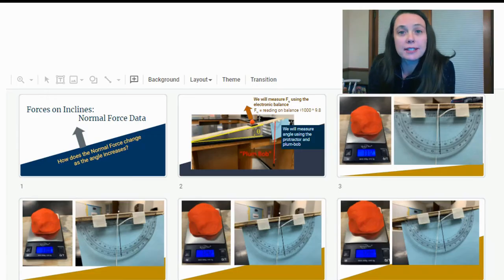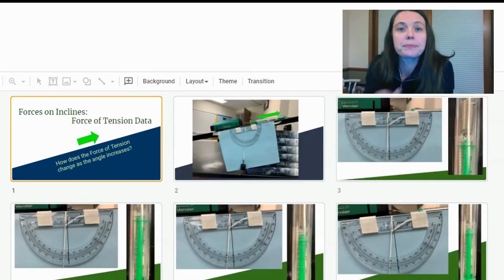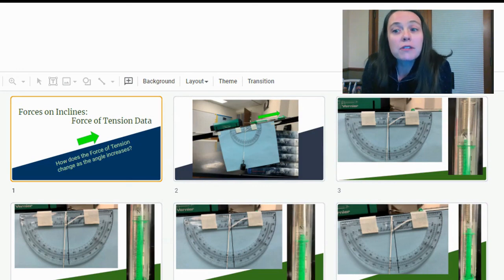To collect data for this lab, you will be analyzing the pictures on several slideshows. For part 1, you will collect data on the angle of the ramp as well as the reading on the balance in order to determine the normal force acting on the Play-Doh. For part 2 of the lab, you will collect data for the angle of the ramp along with the reading on the spring scale telling you the force of tension that is holding the car on the ramp.